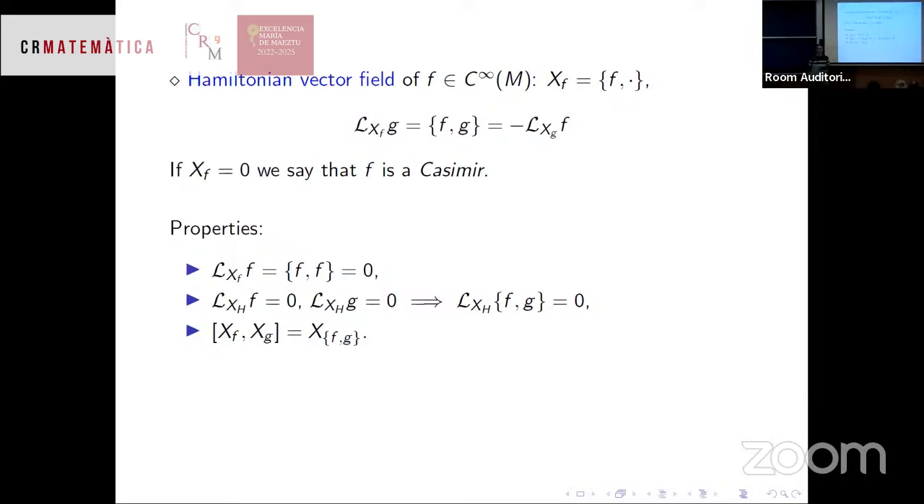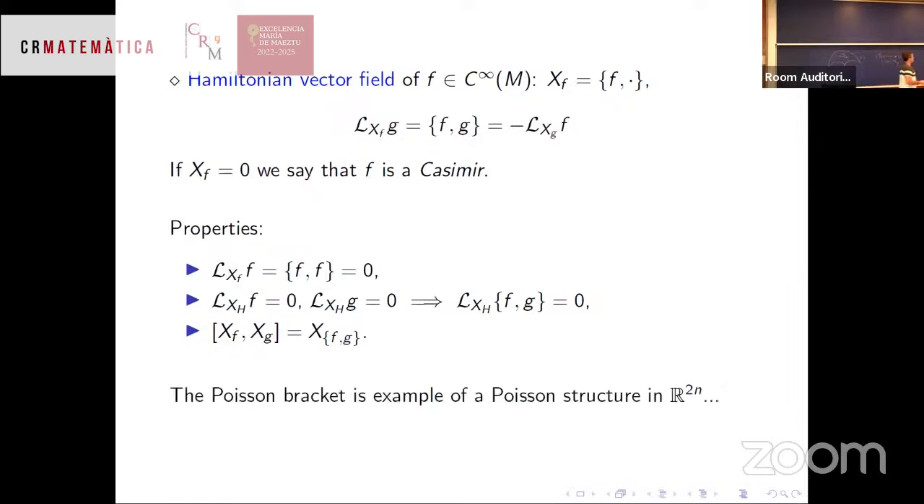And so this is one of the exercises in the problem set that you will have access to, which basically says that this correspondence between functions and vector fields, by taking Hamiltonian vector fields, is bracket preserving. Of course, the Poisson bracket that I introduced before is an example of a Poisson bracket.